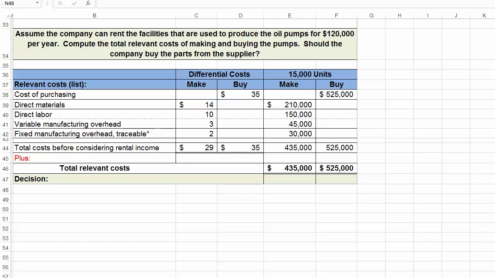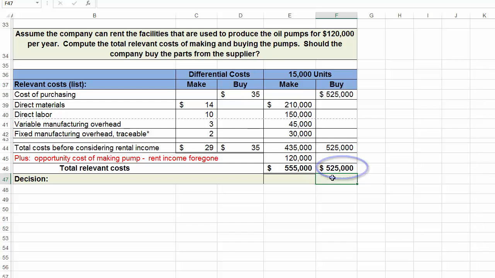So the rental income foregone is considered an opportunity cost of continuing to make the pumps. We will add this cost, $120,000, to the $435,000 worth of avoidable cost. That means if we continue to make the product, the relevant cost that we should be considering is $555,000 versus $525,000 to buy the product from an outside supplier.